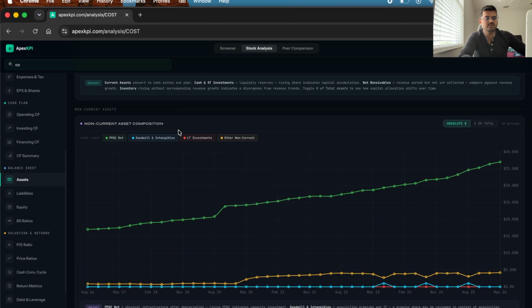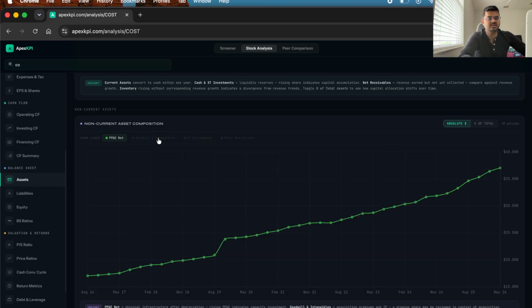Now looking at the non-current asset or long-term asset, they have four line items. The first one is PPE, that is property, plant, and equipment. Second one, goodwill and intangible. Third one, long-term investment, and fourth one, other non-current assets. Let's uncheck the three and look at the PPE. As we have discussed in the first part of the video, Costco is regularly opening up new stores, which means they are investing a lot into their business that goes into PPE.